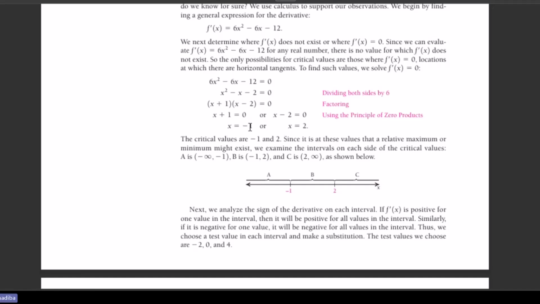We have two critical values, but our intervals are three, because -1 coming from the far left is where this negative infinity comes from. Clear? Then -1 and 2, that is why we have this interval. And then 2 and infinity, we know that from 2 we are going to +infinity.